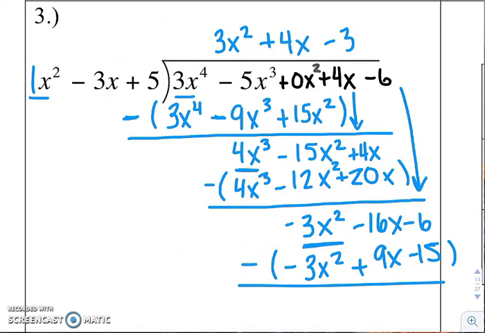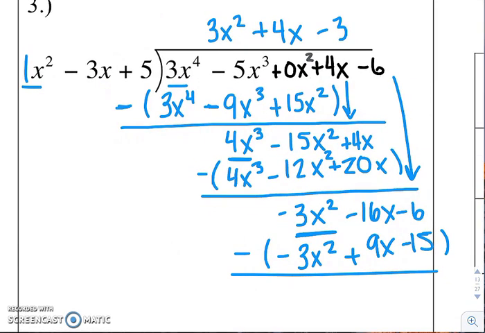Negative 3x squared minus the negative becomes plus, so the 3x squared goes away. Good, wonderful. Negative 16x minus 9x is negative 25x. And minus negative 15 becomes plus. So negative 6 plus 15 becomes 9. So what you have left there is the remainder, because there's no other number to pull down. An x squared can't go into that 25x term, so you're done that part.